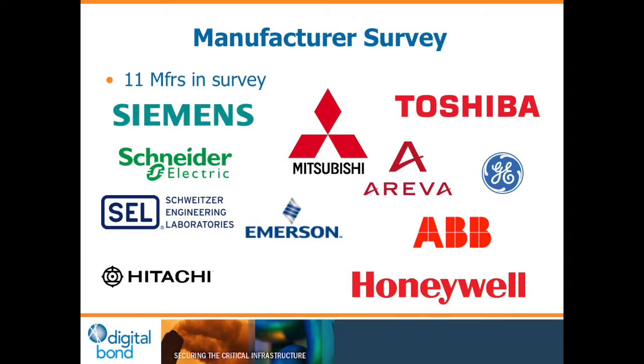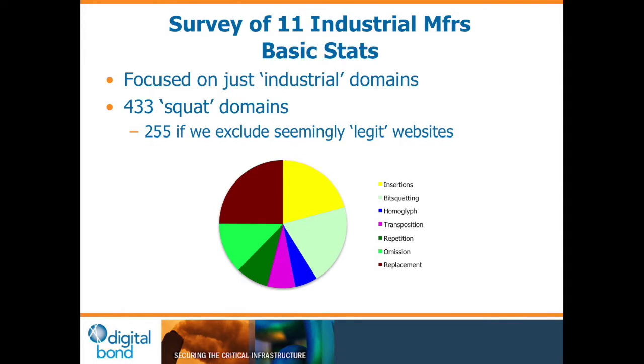So we did a survey of industrial manufacturers, and there are a few European names on this list, notably Siemens, Schneider Electric, Areva, and ABB. We tried to look at a few manufacturers from different regions in the world and look at who was squatting on their similarly named domains and what those squatters were trying to do. So we looked at those 11 manufacturers, and there were in total 433 squat domains.